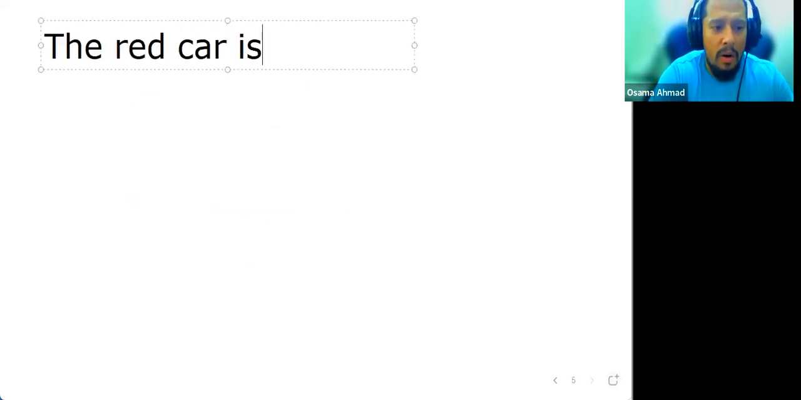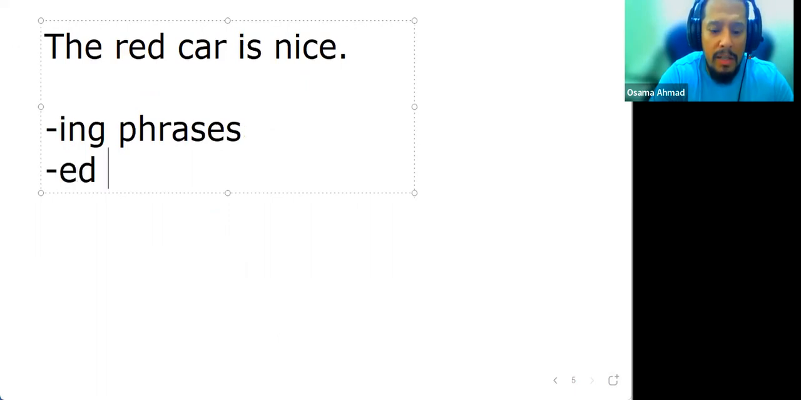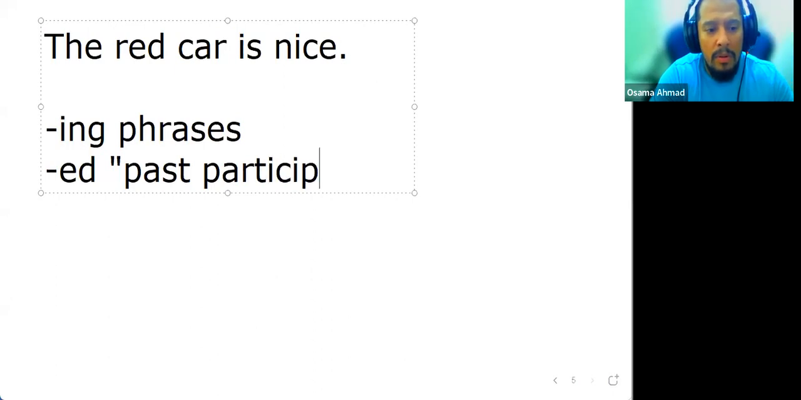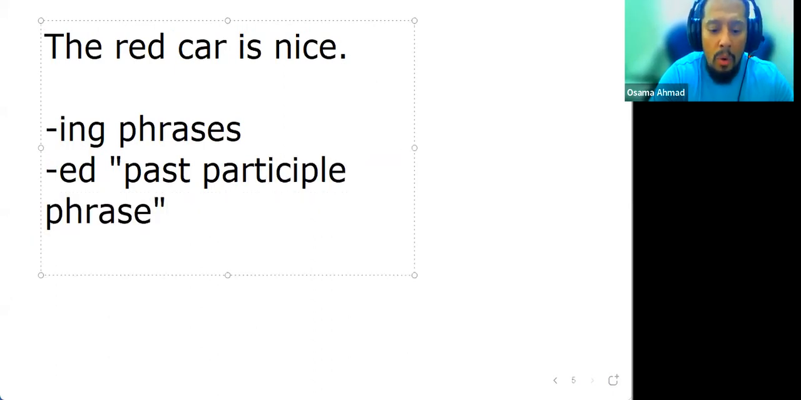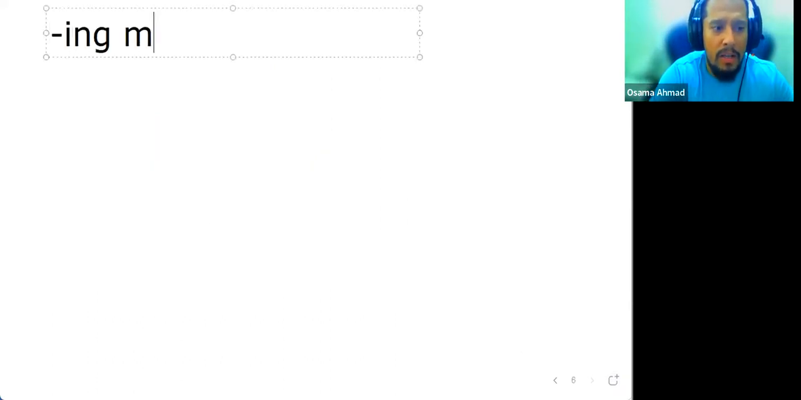Well, let's get a bit more complex, right? So we said the red car is nice. We said the word red is a modifier. It's an adjective. However, on our exams, we'll be dealing with phrases. We'll be dealing with ing phrases, like I say, ed past participle phrases, or we'll be dealing with prepositional phrases, okay? So how do these phrases appear? Well, let's begin with the ing modifier, right? I like to call it the ing modifier for simplicity.